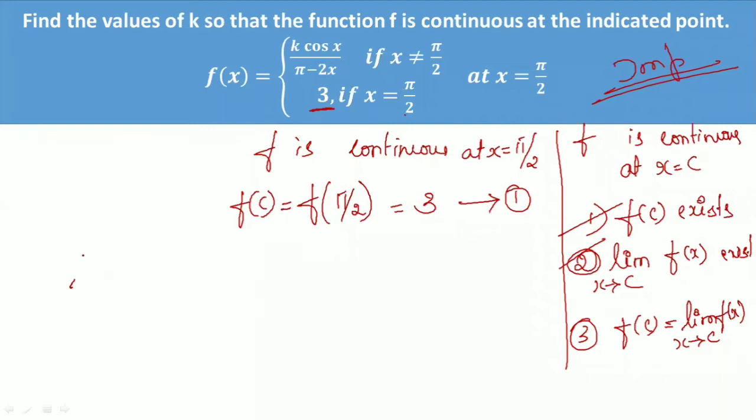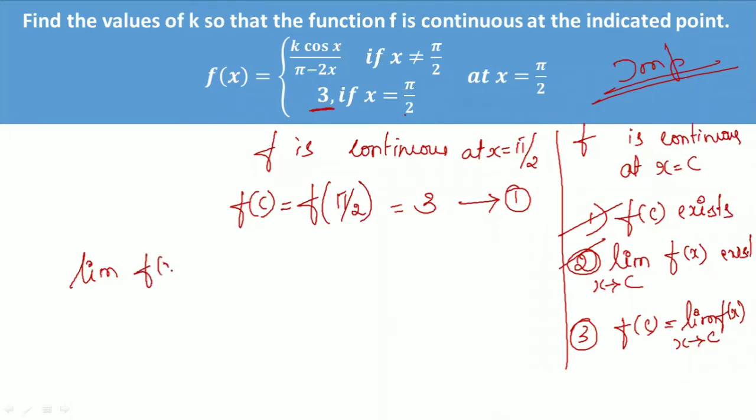Now you find the limit. Here you don't have to go for left hand limit and right hand limit, because even if you take the left hand limit, the function is defined in the same manner. Even if you take the right hand limit also, the function is defined in the same manner. Because x not equal to pi by 2 means the function is k cos x by pi minus 2x. Immediately to the right of x also, the function is defined in the same manner. And immediately to the left of x also, the function is defined in the same manner. So instead of going to left hand limit and right hand limit, directly you can write the limit function.